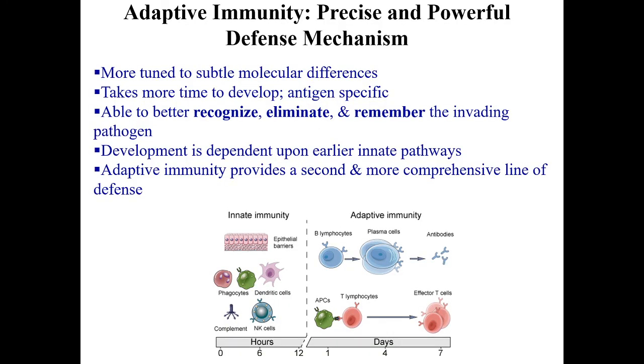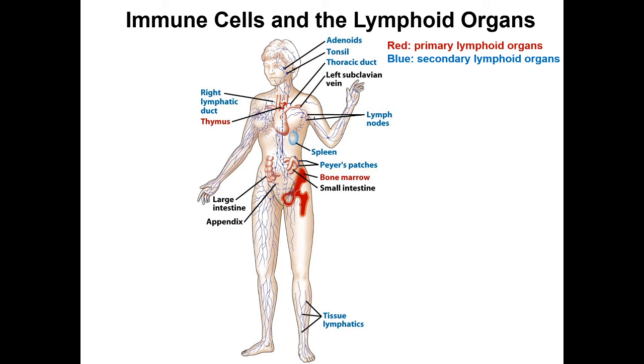Here you will get some information about our adaptive immune system, which is a very precise and powerful defense mechanism. All of those points I have already discussed before. You can just go through it, which will help you to understand the rest of the discussion. Here, I will concentrate on immune cells and lymphoid organs which are relevant to our adaptive immune response.